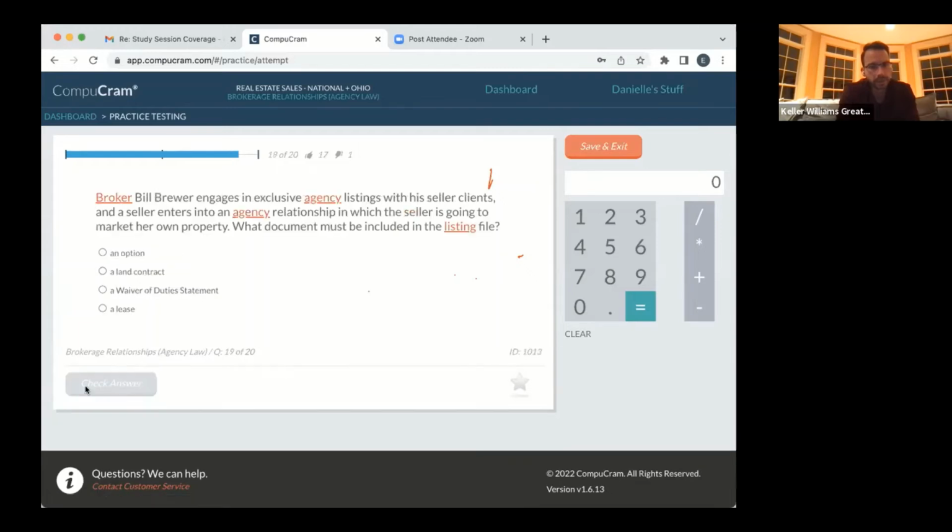A is correct. Broker Bill Brewer engages in exclusive agency listings with his seller clients, and the seller enters into an agency relationship in which the seller is going to market her own property. What document must be included in the listing file? A, an opinion. B, land contract. C, a waiver of duty statement. Or D, a lease.